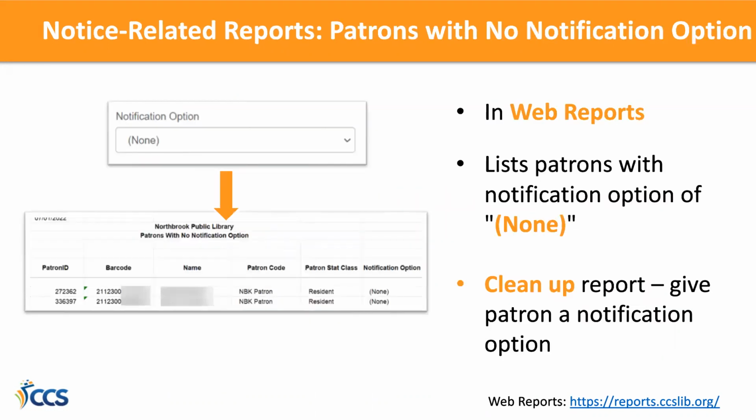And then finally, we have that web report I alluded to earlier, patrons with no notification option. So earlier we briefly mentioned how patrons should not have a null notification option. This report will show you which users have none as their notification preference. So you can use this report to clean up those records, make sure patrons get notices, and that those overdue items transition to bills. Okay, so that was just a handful of reports available that could be helpful to check on.